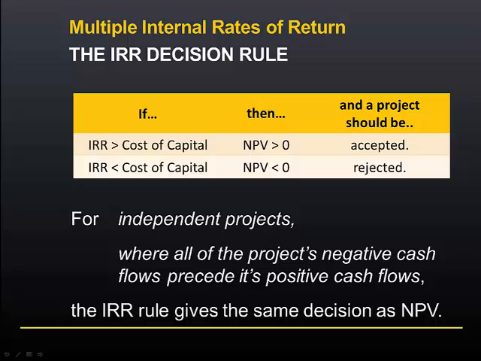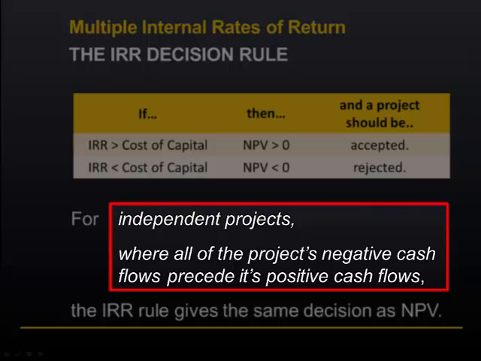We've seen over the last two modules why these clauses exist in the internal rate of return rule. If we have independent projects and all of the negative cash flows precede all of the positive cash flows, then we'll get the same decision between internal rate of return and net present value.